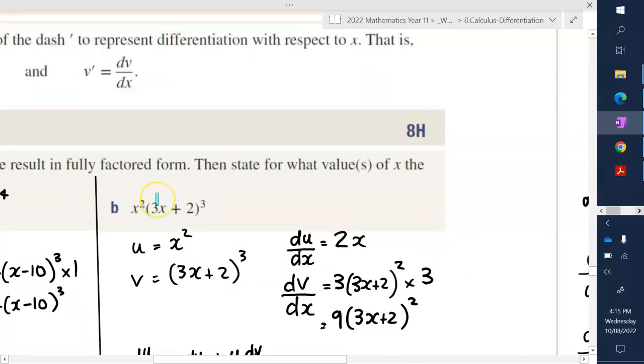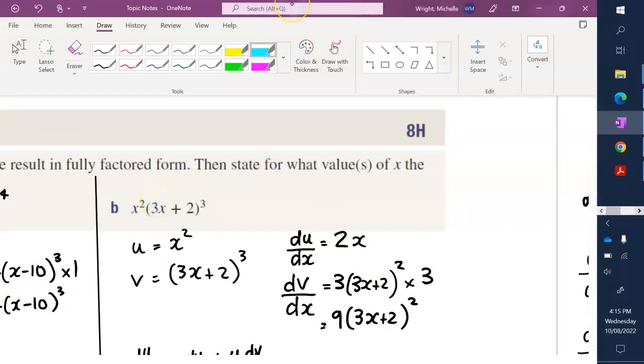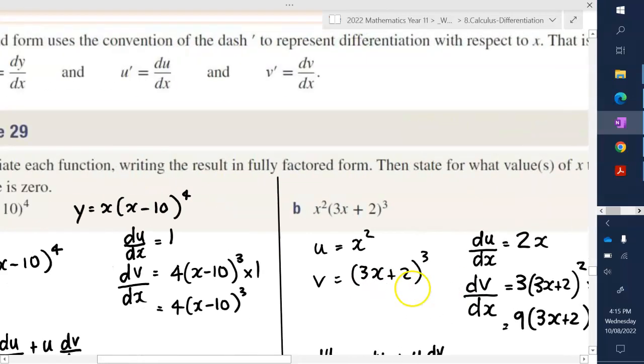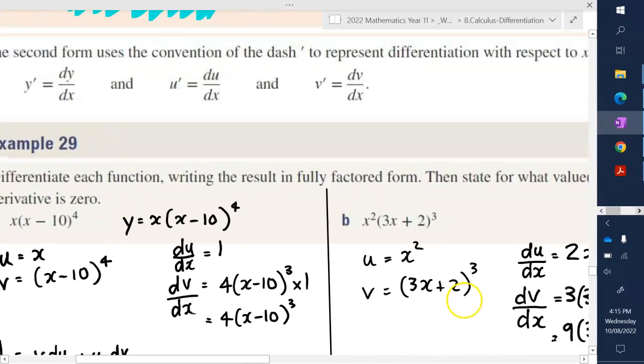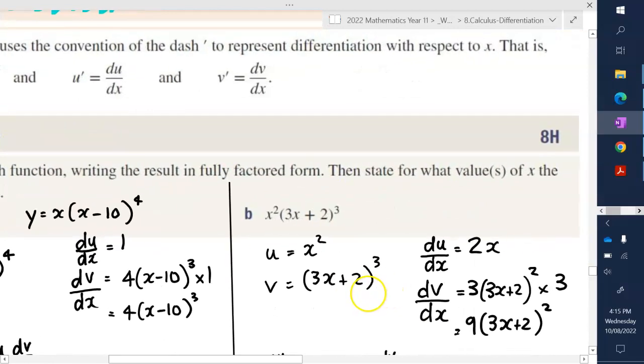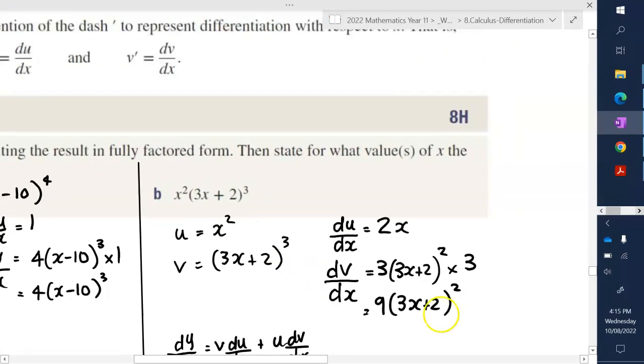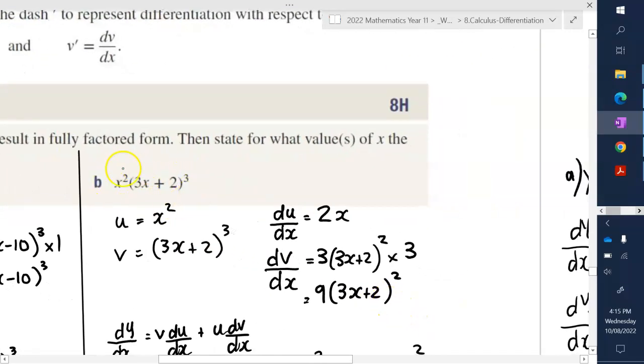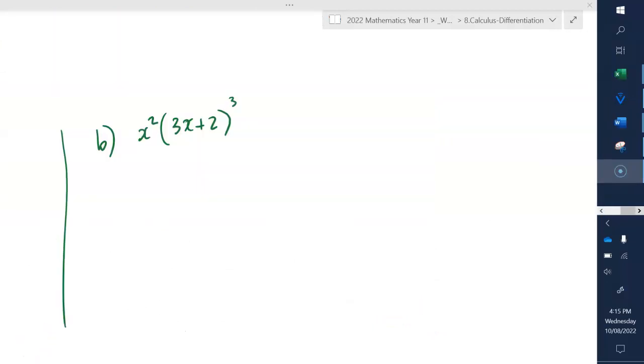We've got x^2(3x + 2)^3. We want to do exactly the same things. We want to differentiate, write in a fully factored form, and state for what values of x the derivative is equal to 0. So I'm just going to write this over to the side so we can work through it together. Okay, I've written this second function up.